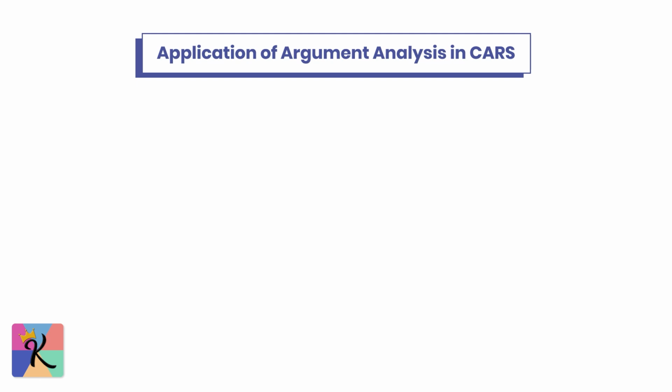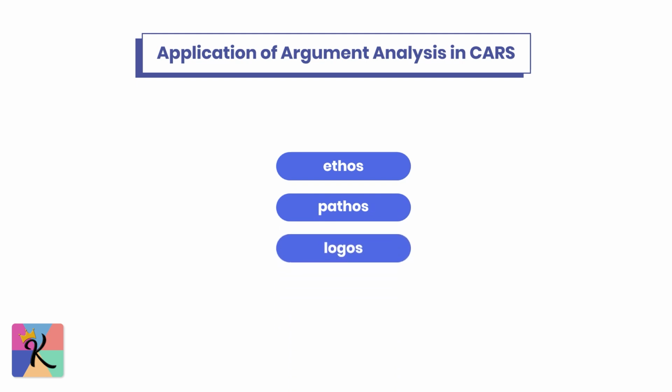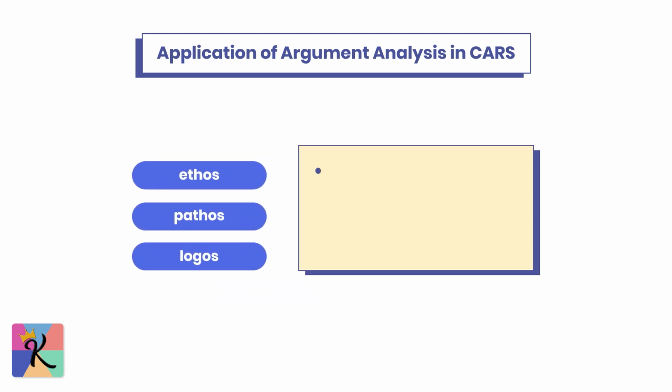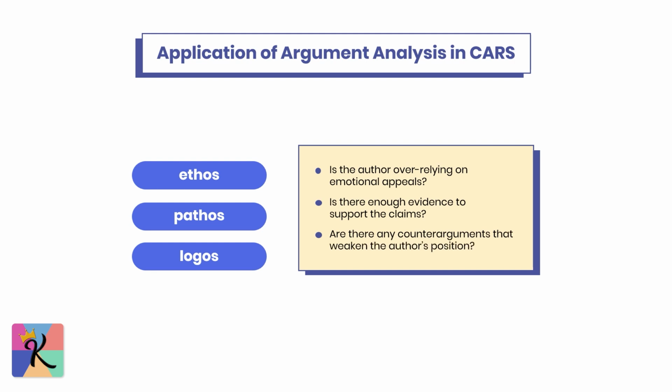Application of argument analysis in Carrs. In practice, you'll encounter arguments that are built on ethos, pathos, and logos, but you'll also need to evaluate how effectively these appeals are used. Is the author over-relying on emotional appeals? Is there enough evidence to support the claims? Are there any counter-arguments that weaken the author's position?